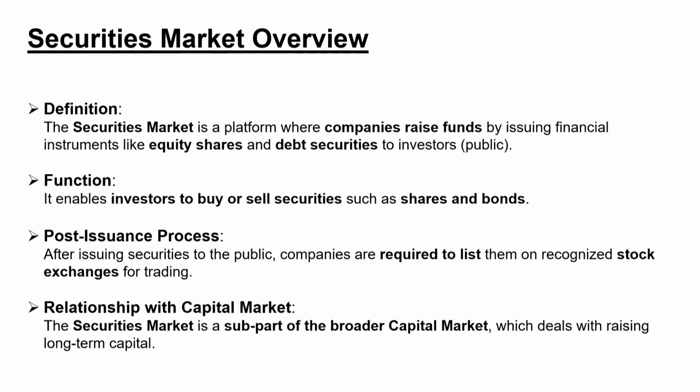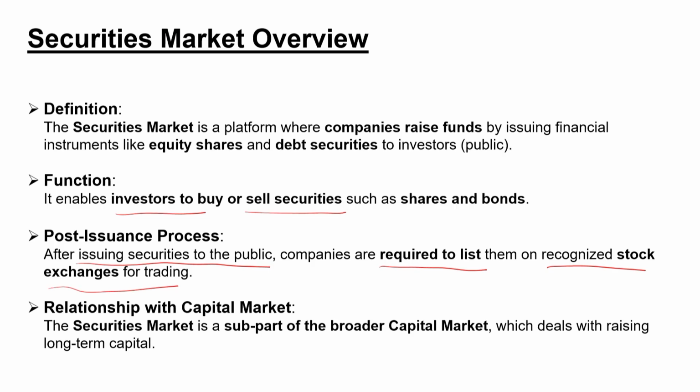The basic function of the security market is to enable investors to buy or sell their financial instruments in the market, such as shares and bonds. Various post issuance processes are also completed with the help of the security market. After issuing the securities to the public, the company is required to list its shares or securities on a recognized stock exchange for the purpose of trading, and hence it makes the liquidity function possible. That means your fund that you invest in the security market is highly liquid, as you can resell an already purchased share in the secondary market to someone else and take your funds back whenever you are in need. So by listing the shares of companies on the recognized stock exchange, it makes your investment more liquid in nature.